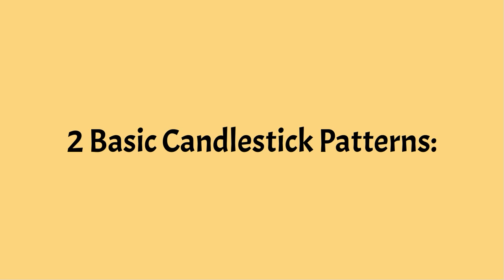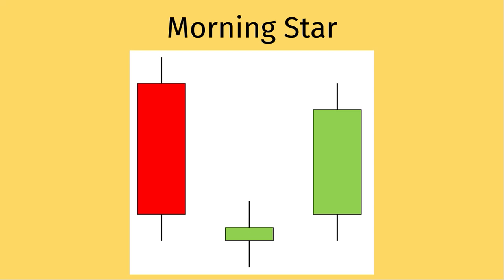Next, we will be discussing about two basic candlestick patterns. Firstly, we will be talking about the morning star pattern. When there is a big red candle followed by a doji candle followed by a big green candle, then it is known as a morning star pattern. When you see the morning star pattern occurring after a big downtrend, then it indicates trend reversal. So it indicates the start of an uptrend.